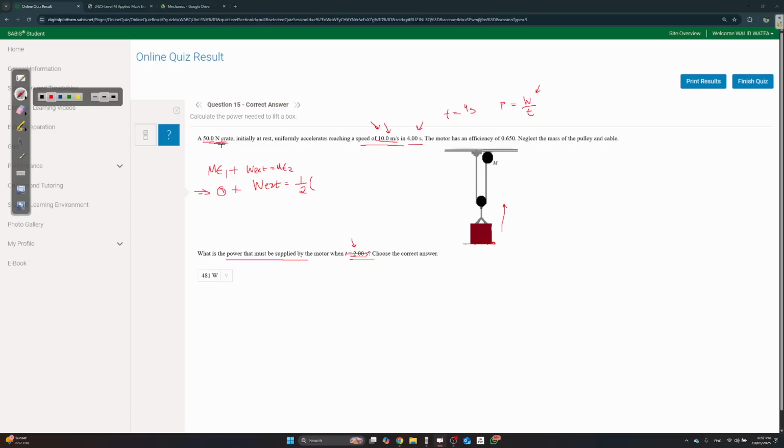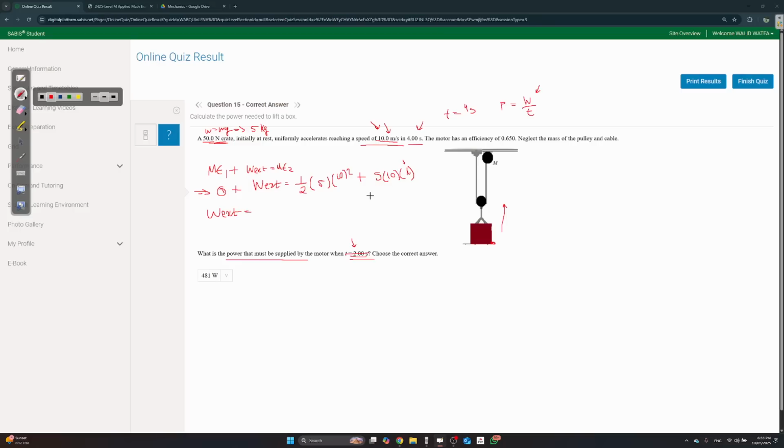This is the weight, so please don't mistake it and put the weight as the mass. If W is equal to mg, then the mass is 5 kilograms. If g is not given, just use 10. So half times 5 times the velocity squared, 10 squared, plus the potential energy at that point, which will be the mass, again 5, times g, which is 10, times the height, mgh. So we now know that W external will be equal to all of this.